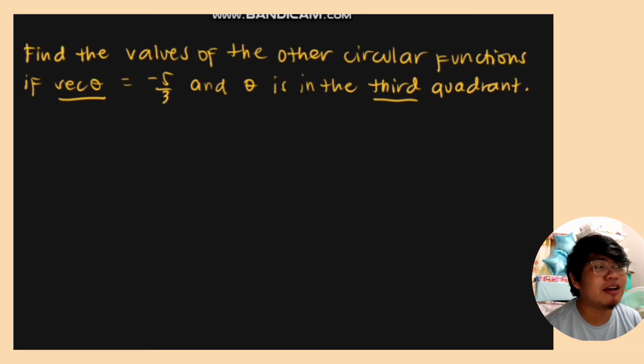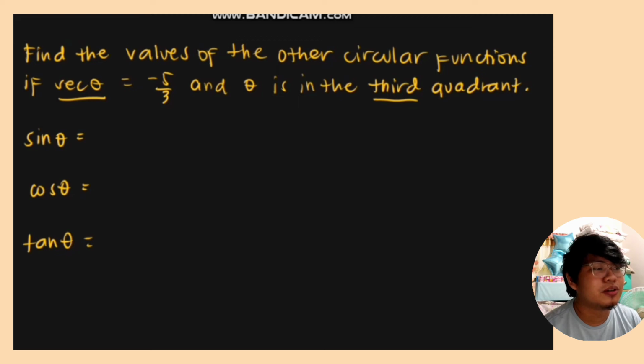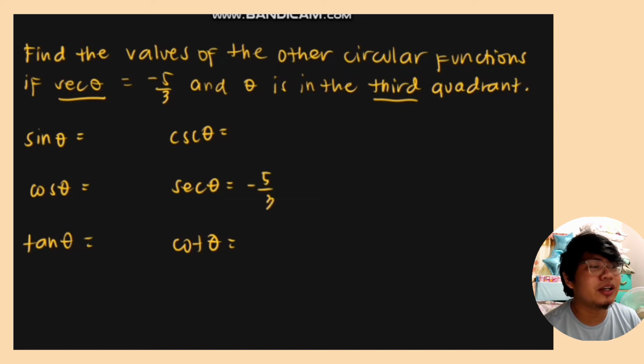Unang-una sa lahat, we have the secant theta. So, ibig sabihin, from secant theta, makukuha na natin yung value natin for cosine theta because reciprocal siya ng secant. So, ilista na natin dito: sin theta, cosine theta, tangent theta, cosecant, secant, and cotangent. Ang binigay sa atin ni secant, that is negative 5 over 3. So, pag kinuha natin si reciprocal niya sa cosine, that is negative 3 over 5. So, meron ka na kaagad dalawa.